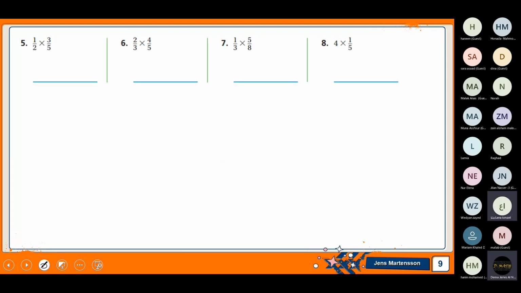Yes, Hunada. Number five here. What do you have? We have 1 out of 2 multiplied by 3 out of 5. We can multiply the numerators first, 3 times 1 equals 3. And then we multiply the denominators, 2 times 5 equals 10. Bravo. So the answer is 3 out of 10.